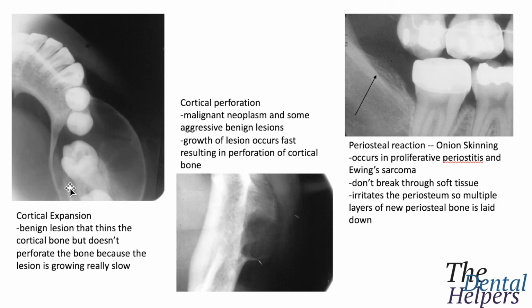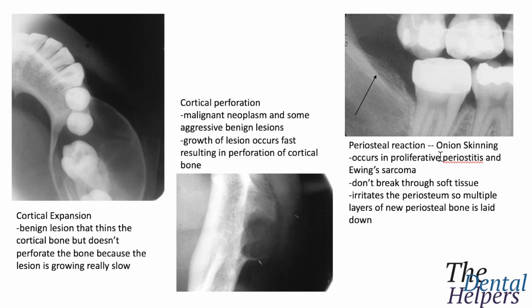Now you can have cortical expansion, and basically what that means is you have some sort of benign lesion that's going to keep growing, and the cortical bone is going to expand. And if you look at it, it hasn't perforated yet. That's because this benign lesion is growing at a rate that there's enough time for cortical bone to be laid down as the lesion continues to grow. Now, cortical perforation, on the other hand, as the name says, means we've broken through the cortical bone. So this would be a malignant neoplasia or some aggressive benign lesions, and it's just a result of the lesion growing faster than the cortical bone can be placed, and as a result, the lesion breaks through the bone.